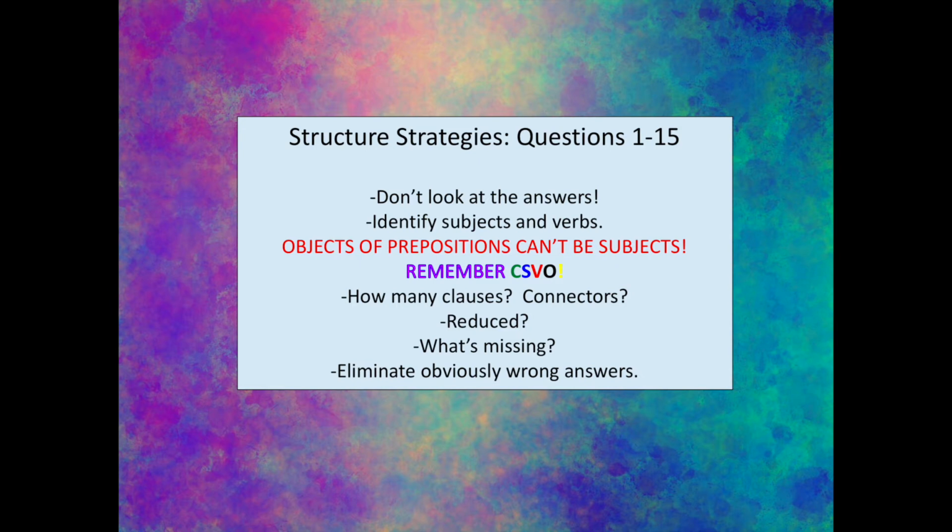If you have one clause, you have 0 connectors. If you have 2 clauses, you have 1 connector. Look for reduced adjective clauses. What's missing in the sentence? And then use this to eliminate the obviously wrong answers.